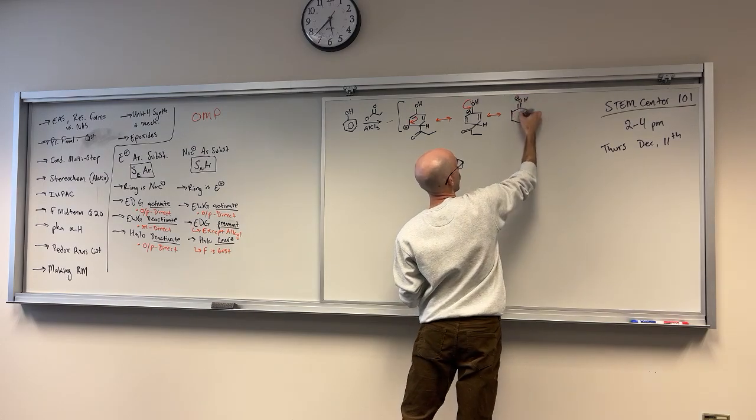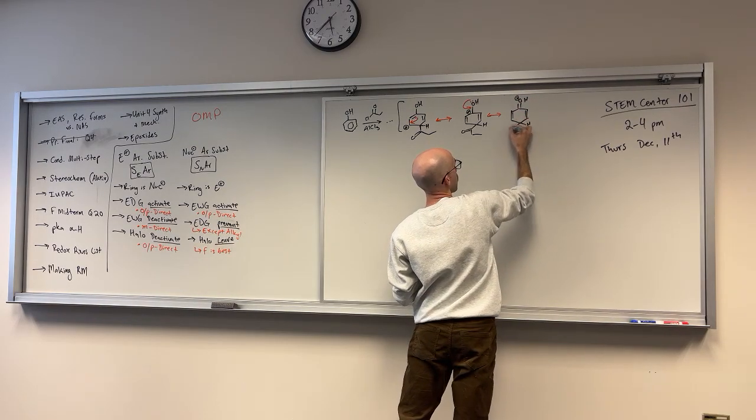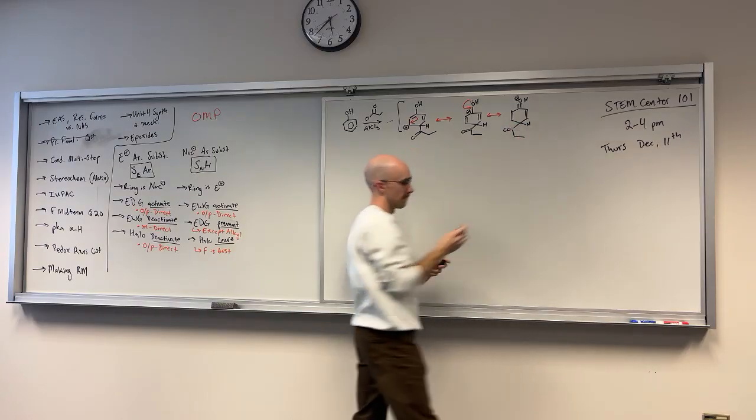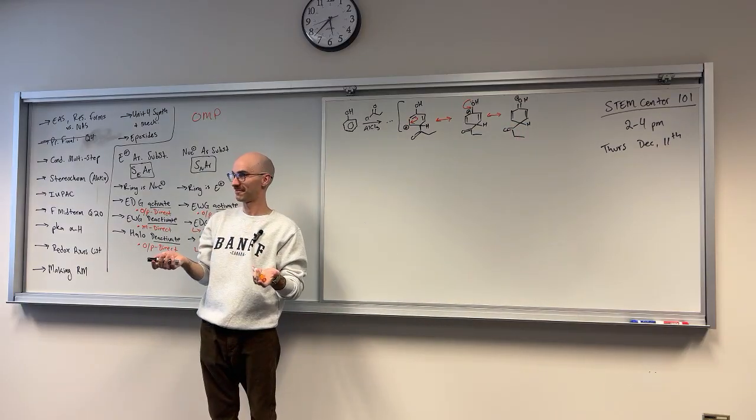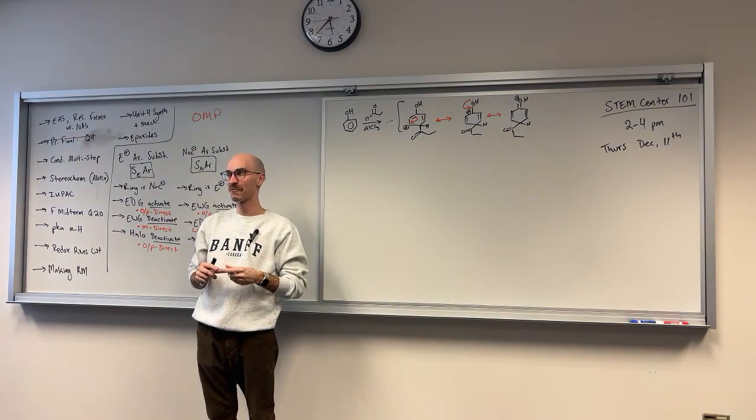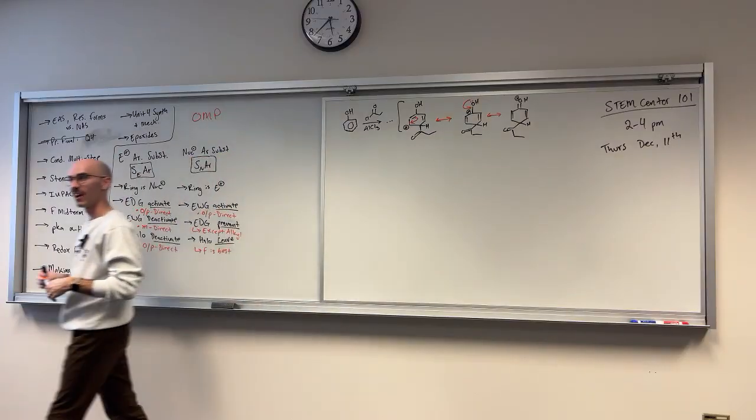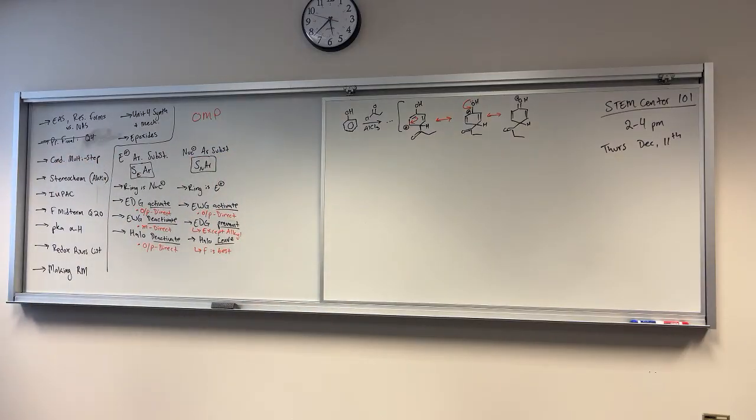What has my electron donating group just done? Wow, what a good name for it, right? Our electron donating group has now donated electrons, stabilized the ring. Why is this the most stable resonance form?